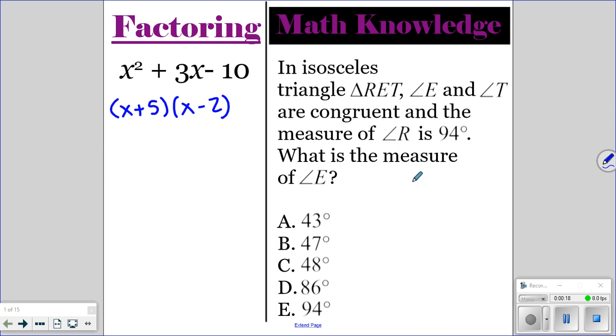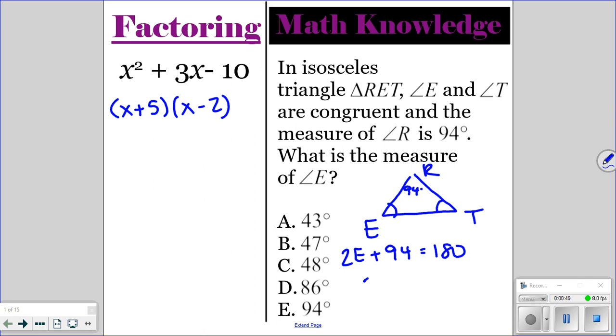For the math knowledge question, first off, you need to draw a triangle, and we have angle R, E, and T. And they tell us that E and T are congruent to each other, and that R is 94 degrees. We know that these have to all add up to 180 degrees, and since E equals T, I can actually say 2E, or you could say 2T, plus 94 equals 180.